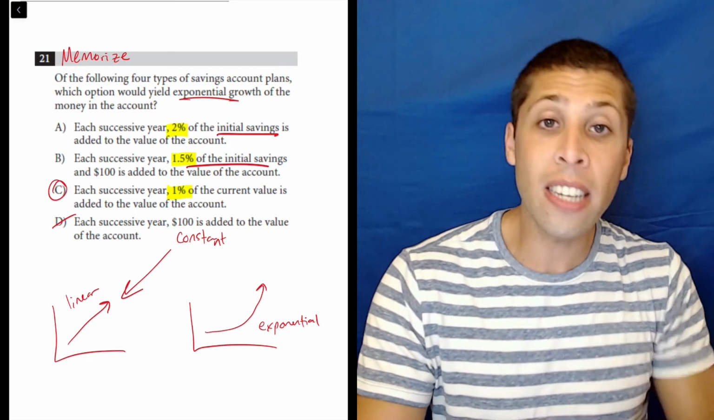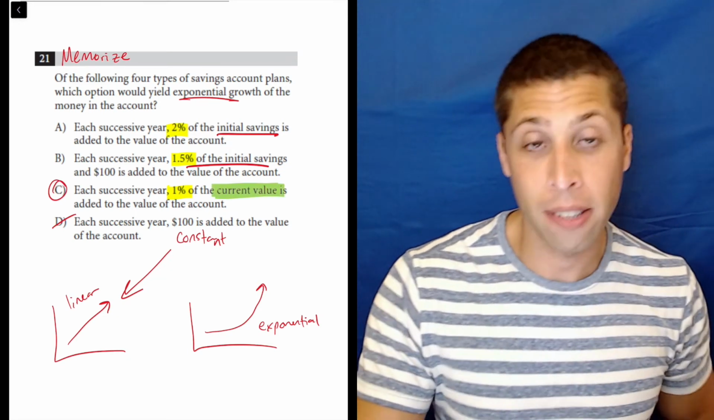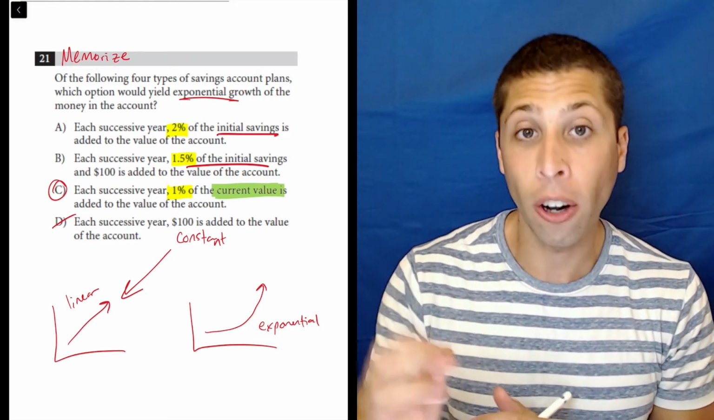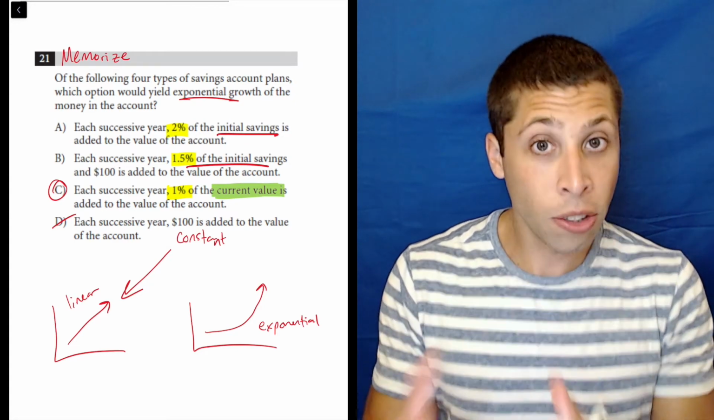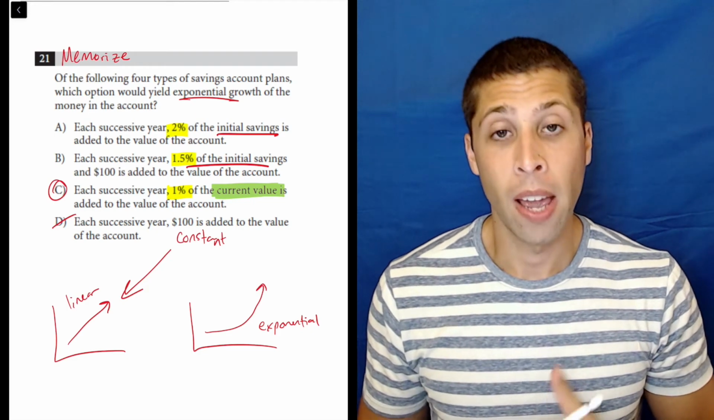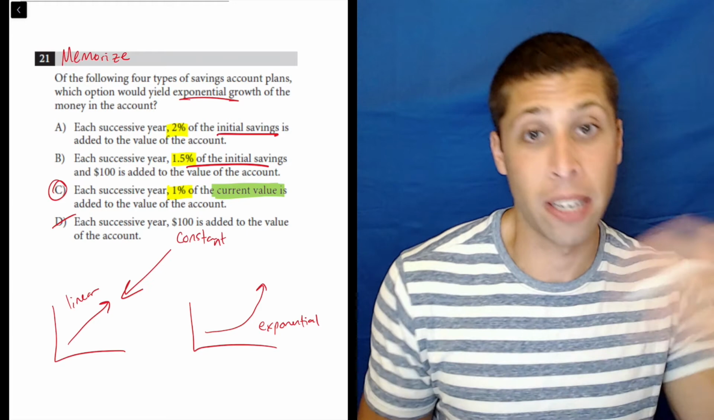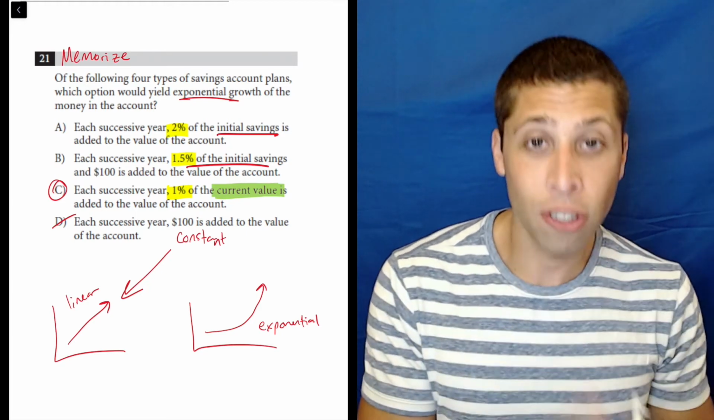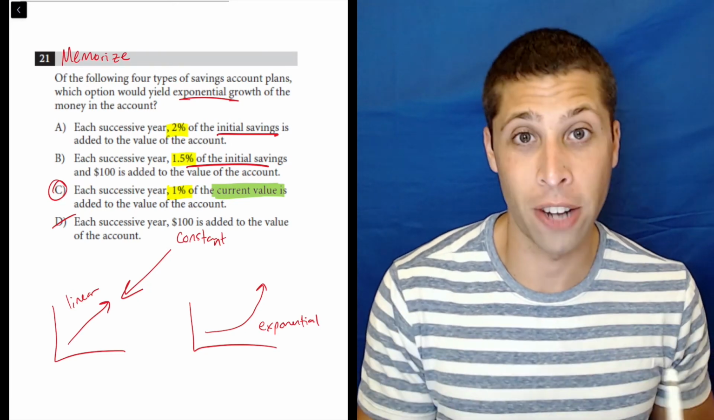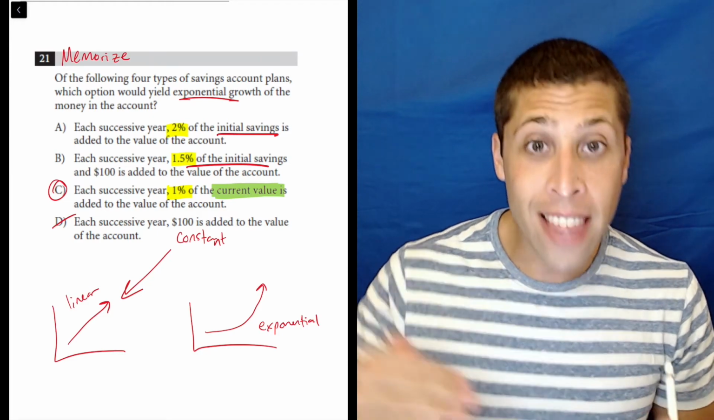Whereas choice C uses the percentage and adds in this key piece. We are increasing by 1% of the current value. So this year there's a certain amount in the savings account, and then we increase that by 1%. So if it's $100, then 1% would be an extra dollar. But next year, I don't have $100 anymore. I'm not taking 1% of $100. I'm taking 1% of $101. And that is going to increase.